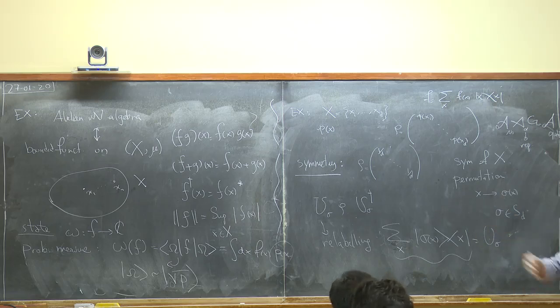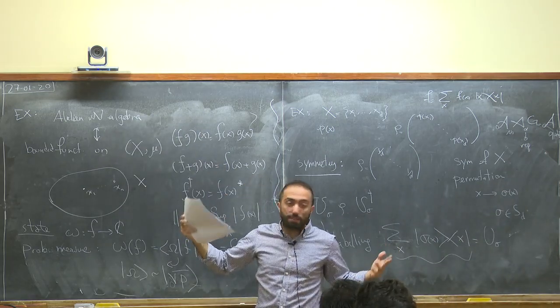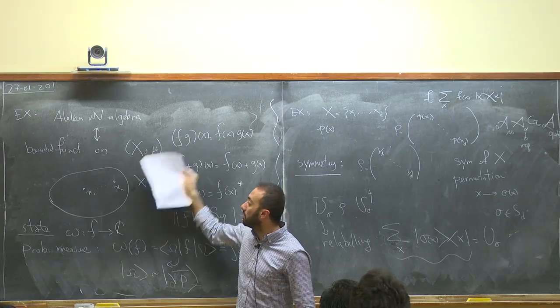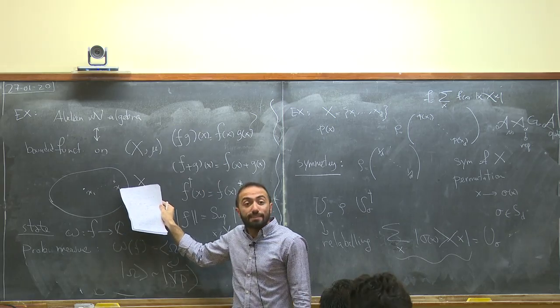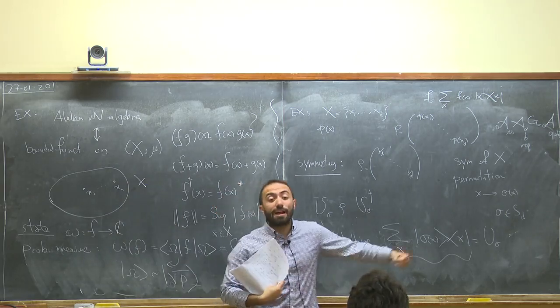Now, this framework is very, very general. You start with an abelian algebra, your favorite abelian algebra, which is always an algebra of functions on some set X. This set X will have symmetries that you could use to extend your algebra.